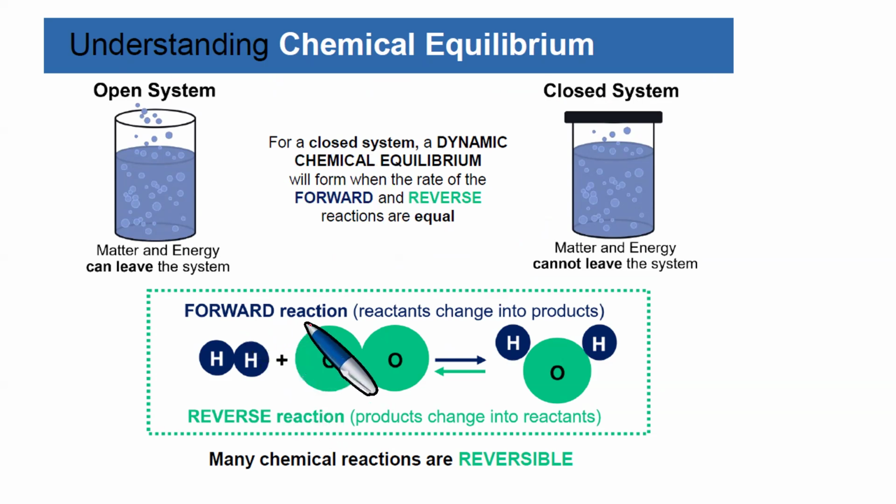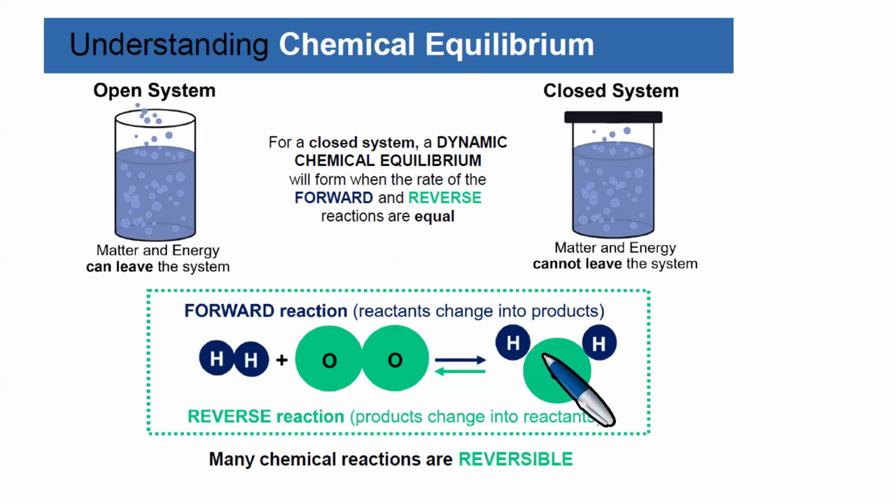There's something called a forward reaction. In a forward reaction, reactants change into products. Here we have an example with two hydrogen atoms and two oxygen atoms, and the forward reaction is in the direction of the blue arrow, giving two hydrogen atoms and one oxygen atom. In the reverse reaction, products change into reactants, in the direction of the green arrow.